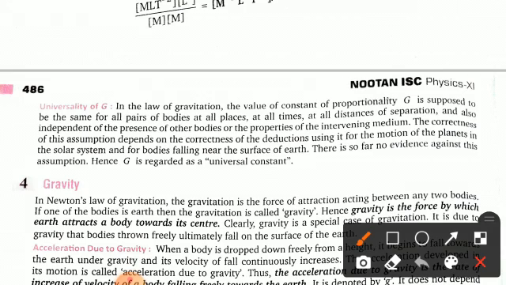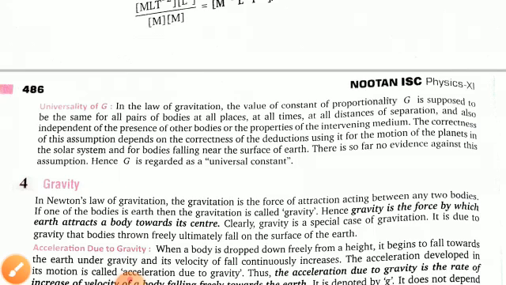I hope you understand it. What does G mean? G is the universal gravitation constant. Don't consider it like small g, because small g is the acceleration due to gravity. There is a relation between both of them, capital G and small g. We will talk about it later.